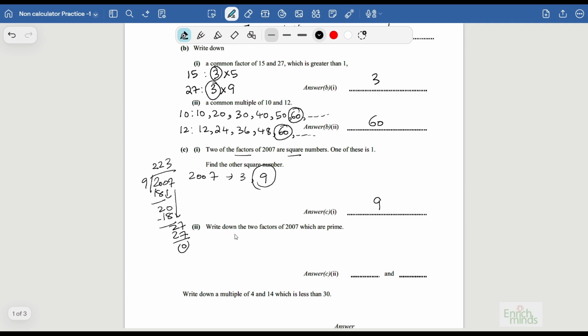The next question says, write down the two factors of 2007 which are prime.